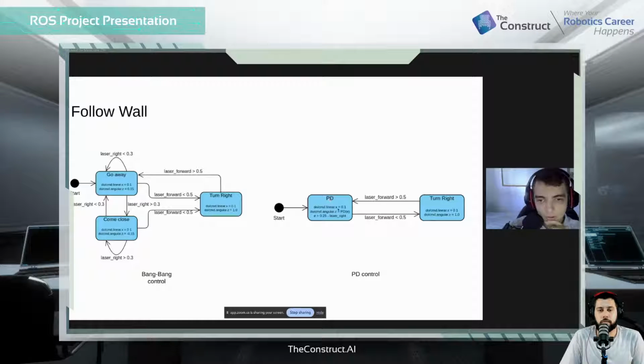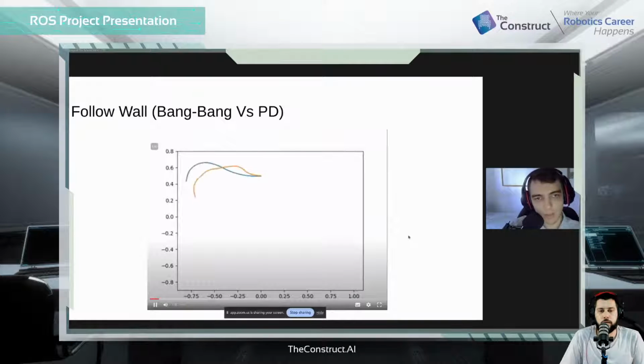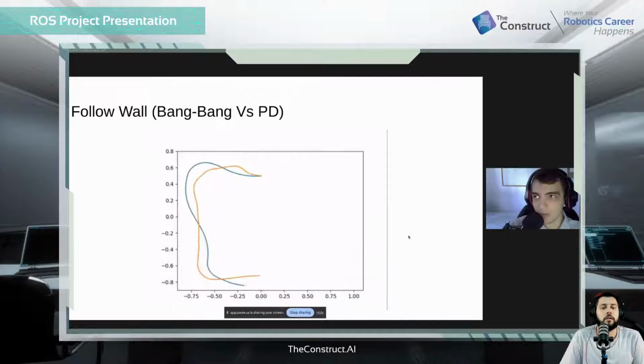Where I just send a speed to the robot, so it's going forward, and the angular velocity is controlled by this PD function, and the input of the function is the error, which is the set point, which is 25 centimeters, minus the laser right, which is the measurement of the distance between the robot and the wall on its right. And here I prepared a comparison between the bang bang control and the PD controller.